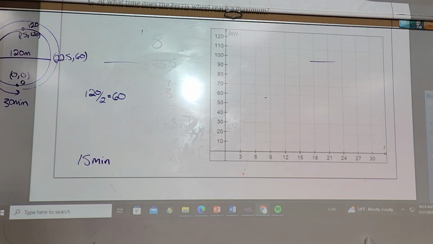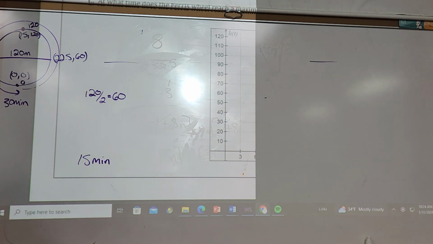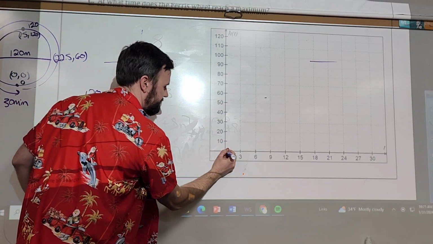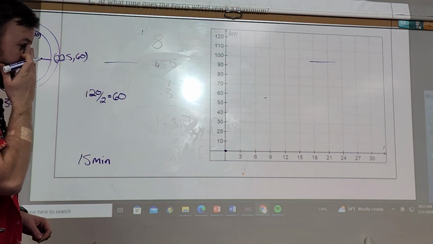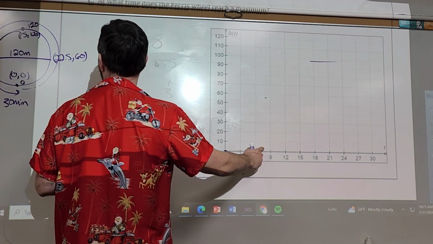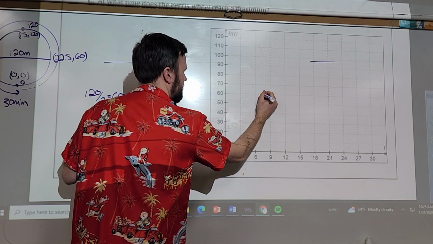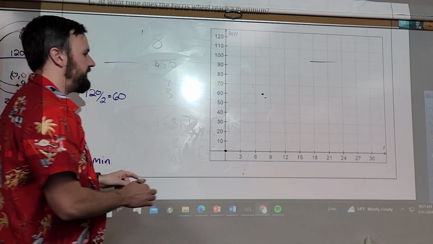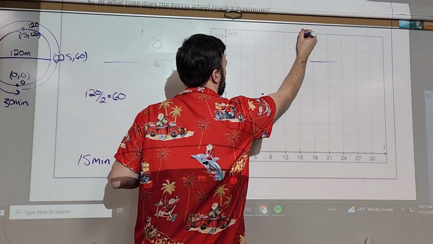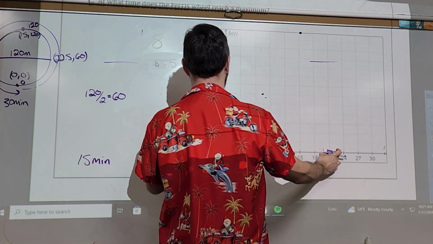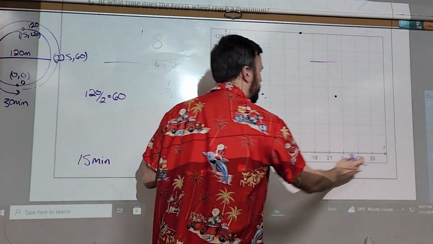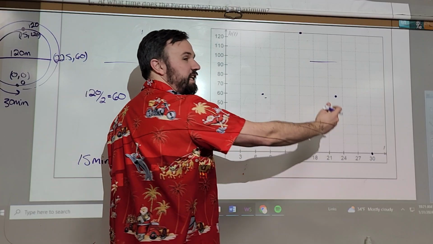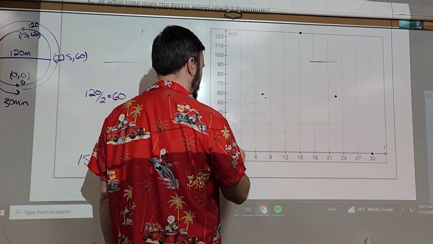Let's see if I was right. So I start at 0, 0. I'm going to go to 7.5, 60, right? 15, 120. And then 22.5, 60, right? And then where am I going to be at 30 minutes? Back down to 0. And if I had to graph this again, I'd just keep adding 30 to each point, right? Move it over.